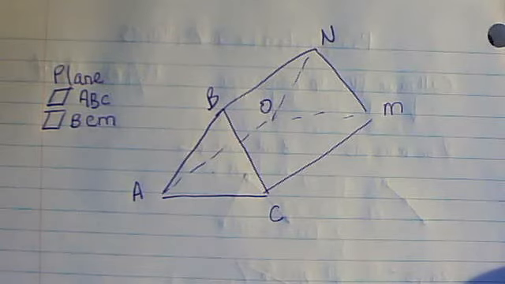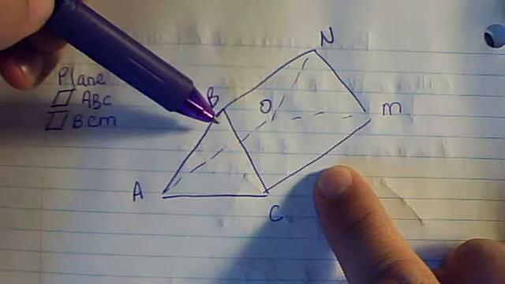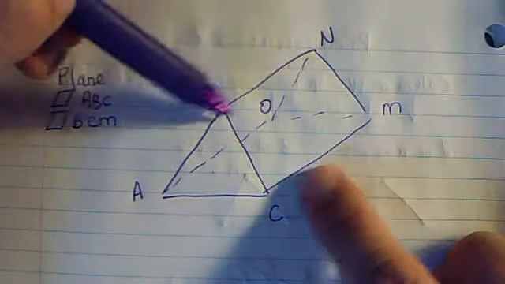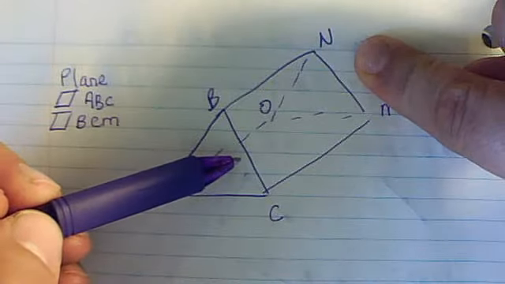Also, we talked about parallel lines within these prisms. BN and CM are part of the same parallel line. They are parallel lines that are part of the same shape. BC and NM are parallel lines.